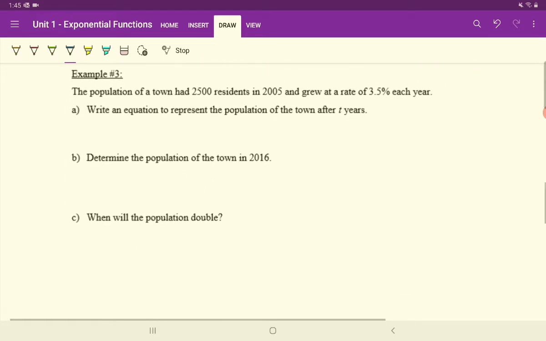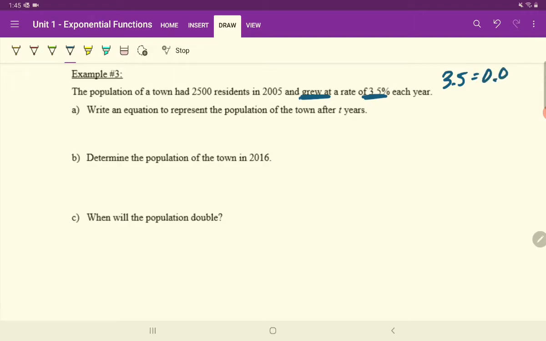Moving on. All right, the population of a town had 2,500 residents in 2005 and grew, keyword, at a rate of 3.5%. 3.5% just as a decimal will be 0.035 because I need to use decimals in my equation. Write an equation to represent the population of the town after t years.